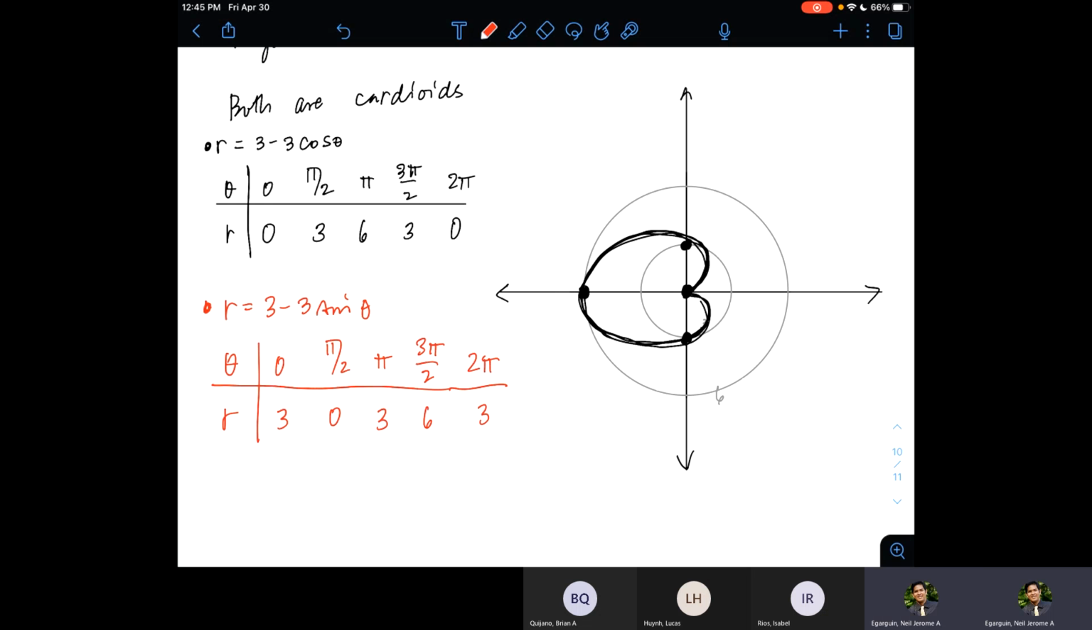All right. Oh, is this correct? Sine is 0. It doesn't seem symmetric. Did I make a mistake here?